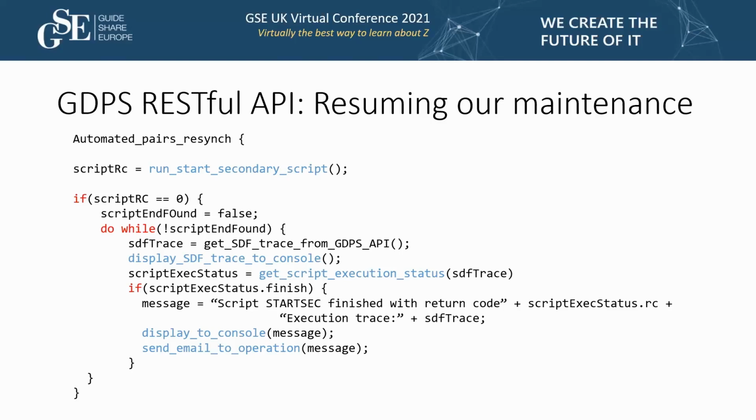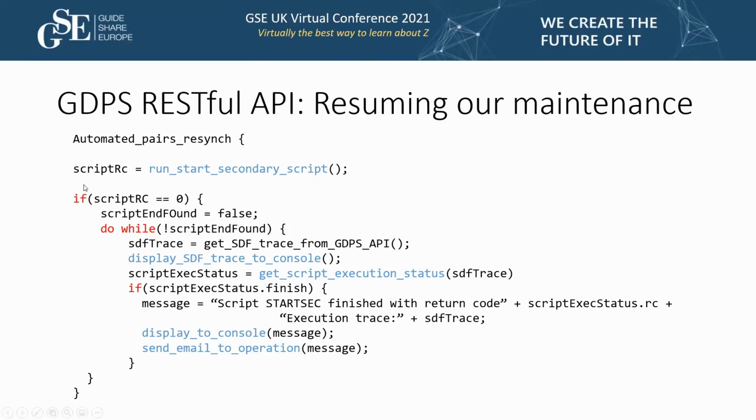So it will use a script already defined in GDPS called start sec. It's basically going to do a start secondary. We will provide all the parameters required by the API service in our program, and we are showing here the high-level description of the program. So at first, we're going to use the API services to run the GDPS script.